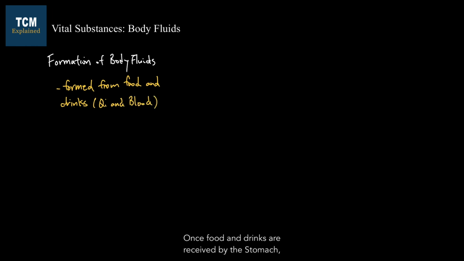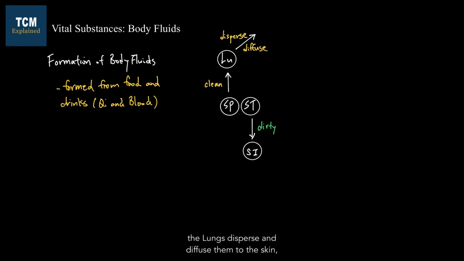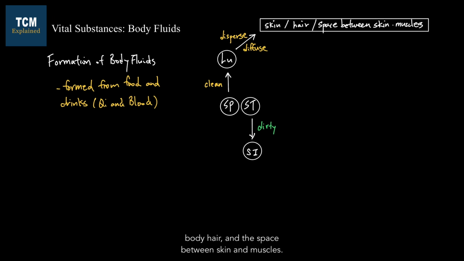Once food and drinks are received by the stomach, the spleen transforms them and separates clean fluids from dirty fluids. The spleen sends the clean fluids up to the lungs, and the stomach sends the dirty fluids down to the small intestine. When the lungs receive the clean fluids from the spleen, the lungs disperse and diffuse them to the skin, body hair, and the space between skin and muscles. In other words, the lungs send the clean fluids to the exterior of the body.